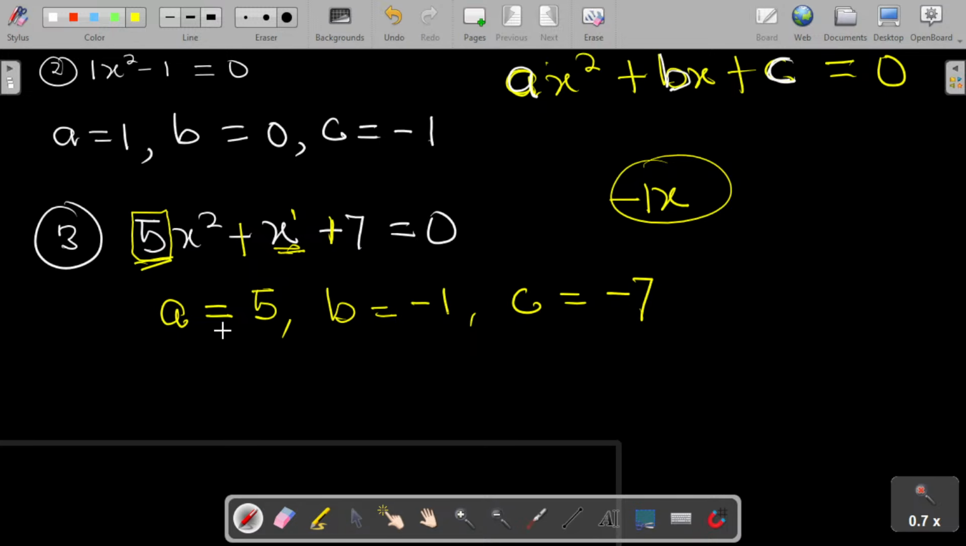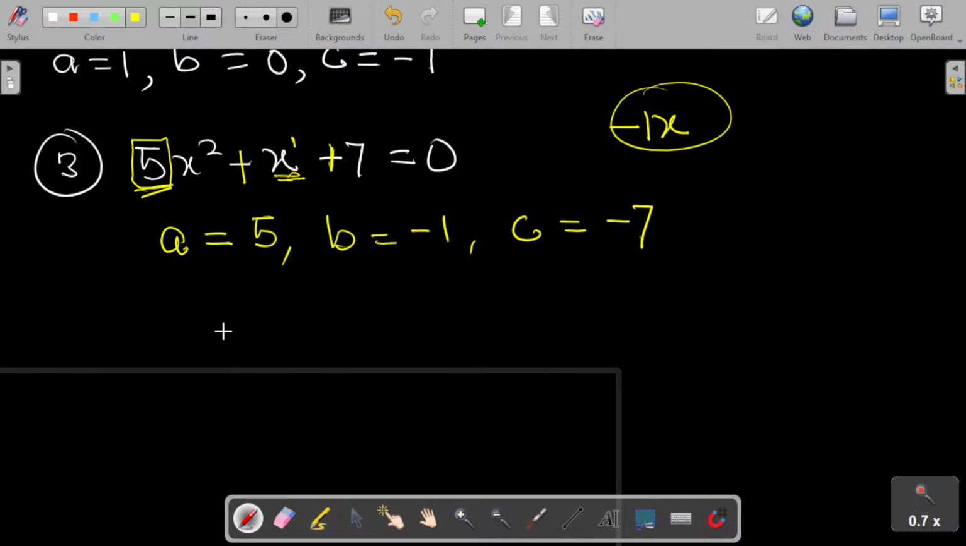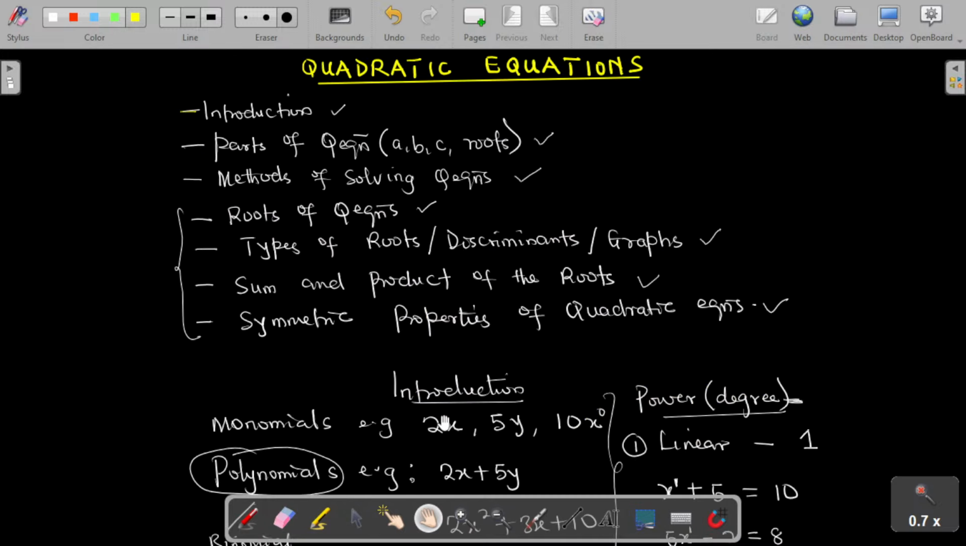I think with that, we have done a little justice to the introduction to our quadratic equation. So we are left with now looking at the parts. And I think that also covered for the parts of quadratic equation. That is how to get your A, your B, and your C.